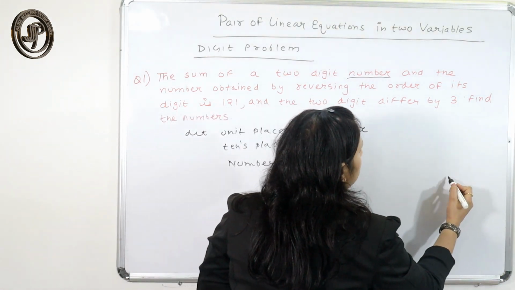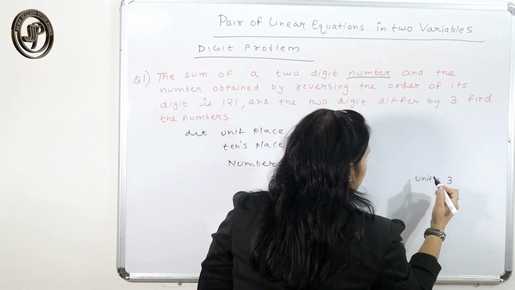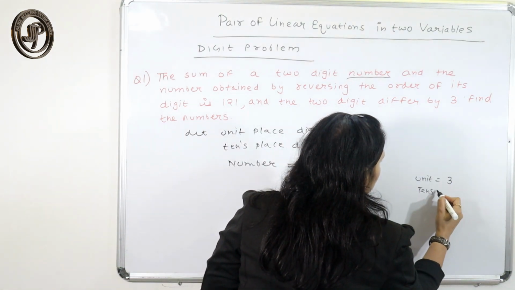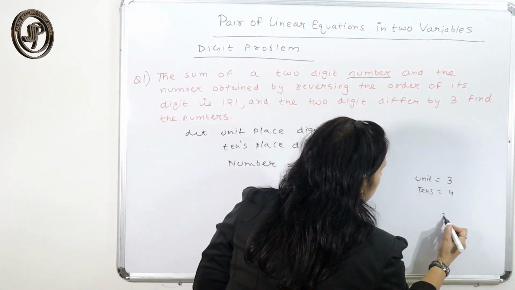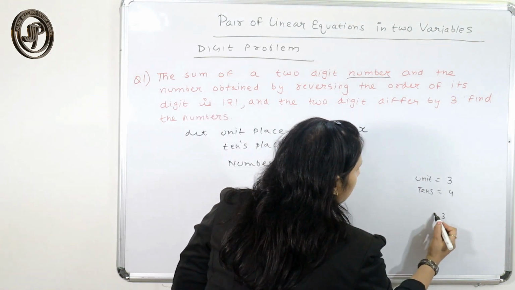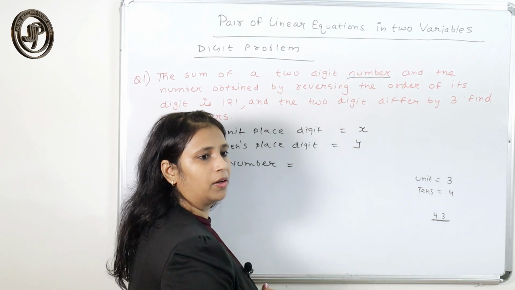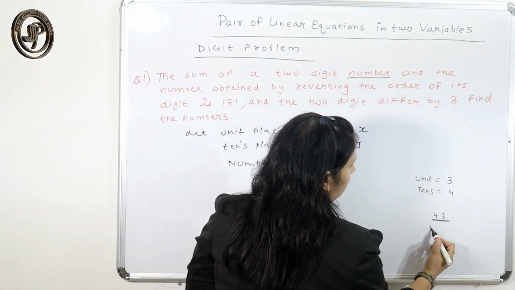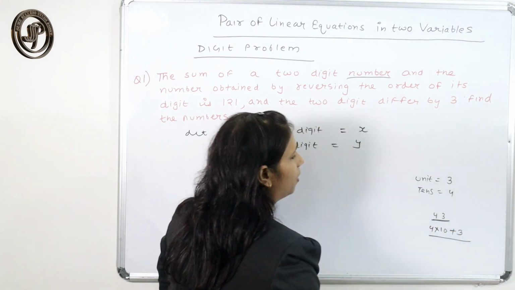I am just giving you one example. If I say unit place is 3 and tens place is suppose 4, then what is the number? First you write the tens place and then the unit place. So 43 is the number. And if I want to split this, 4 into 10 plus 3 will be the number.